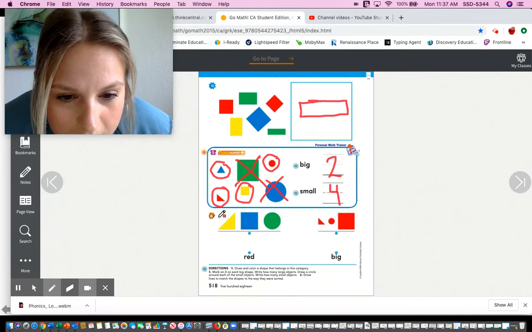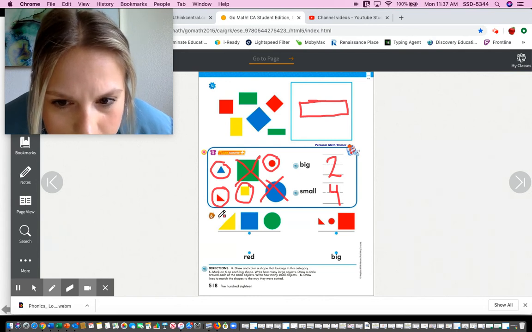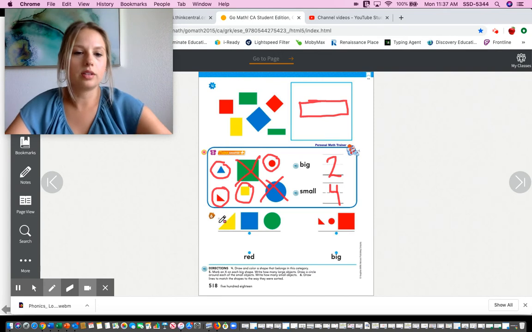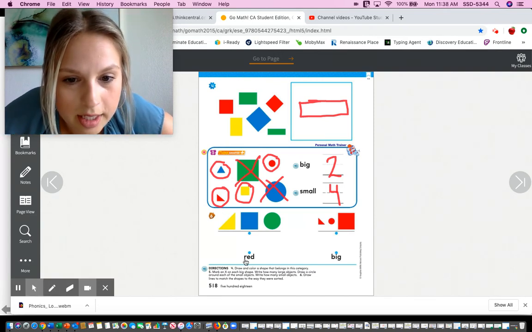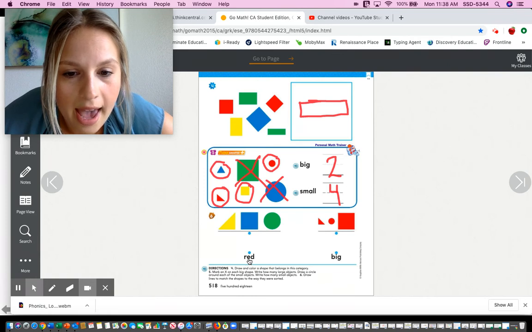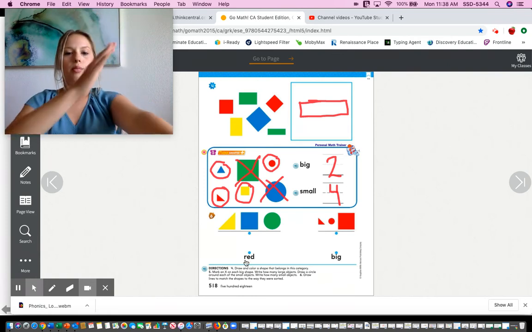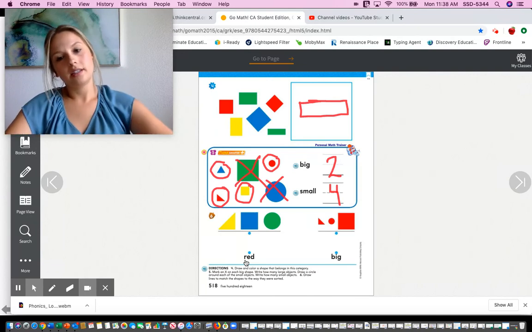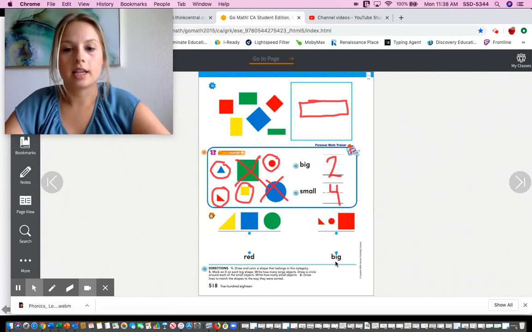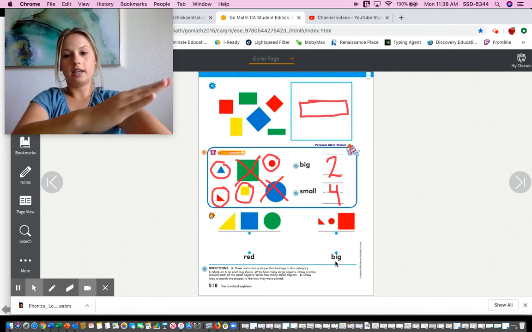Draw lines to match the shapes to the way they were sorted. Okay, so this is hard. I'm going to give you a hint. Down here at the bottom, it says red. Put it on your arm. Red. Blend it. Red. And over here, it says big.